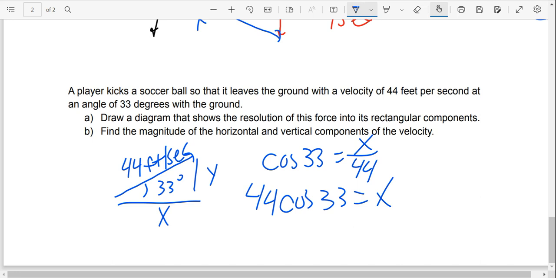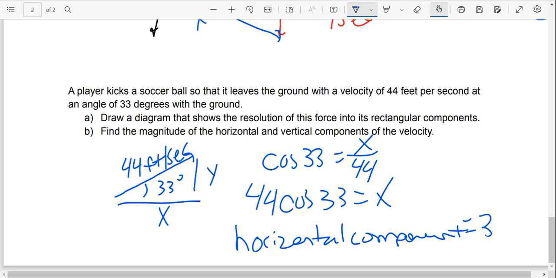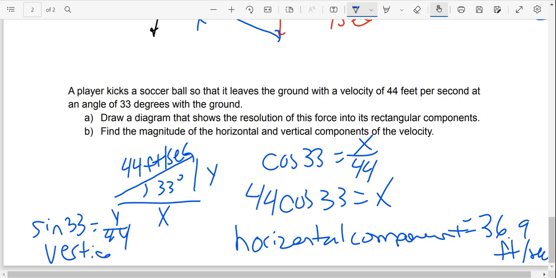In order to get your horizontal component, it is equal to approximately 36.9 feet per second. Vertical: sine 33 equals y over 44. Same story. You'll get a vertical component of approximately 23.96 feet per second.